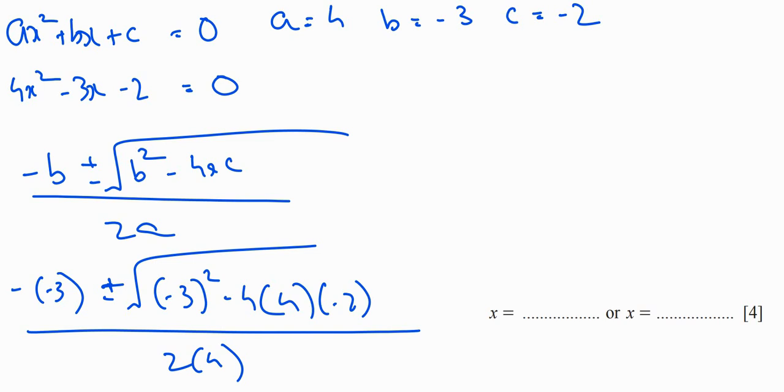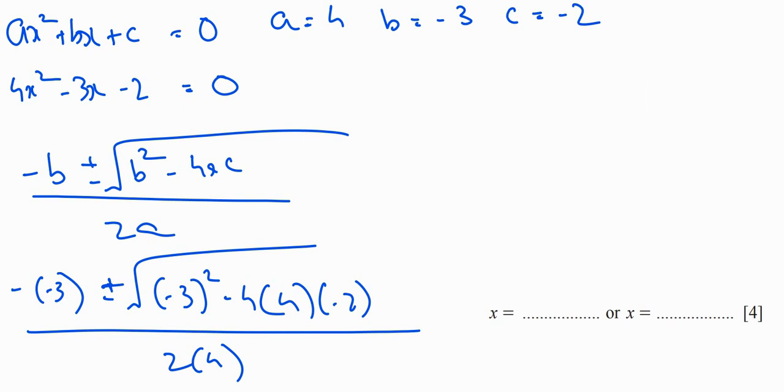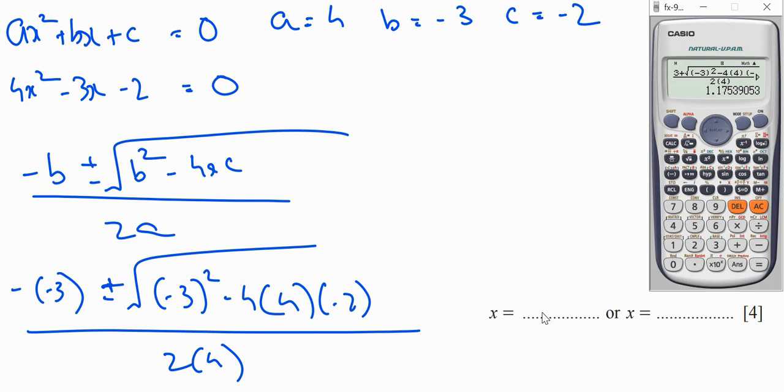Okay guys, plus under root negative 3 square. It's better to write everything in bracket so that there is no chance of mistake. Negative 3 square negative 4 bracket 4 multiplied by negative 2 upon 2 multiplied by 4. So you actually get 1.175. Alright. So you can actually write that as 1.18.